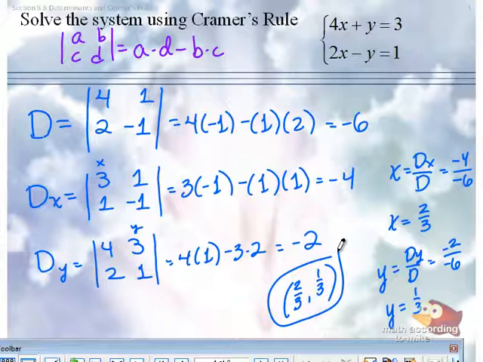Of the 4 methods for 2 by 2s, I like Cramer's rule. I think it goes the fastest, because all you're doing is multiplying and subtracting, really.